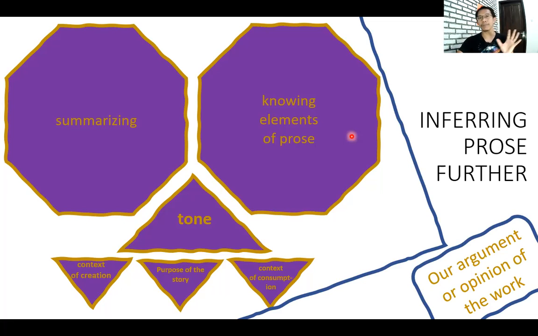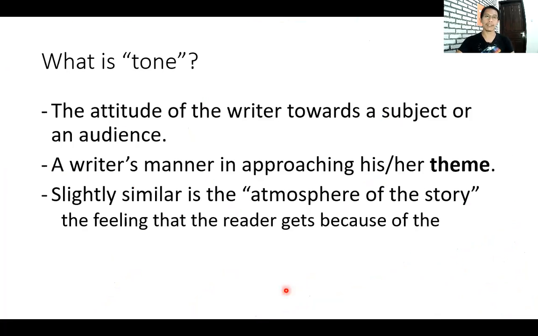All right, now, as I promised to you, what we will be discussing first is this one, tone. After tone, we will be talking about the combination of these three things. Right, now, what is tone? Tone is the attitude of the writer towards a subject or the audience. This is related to the work as created by the writer. And the second meaning of tone is the manner with which the writer approaches the theme.